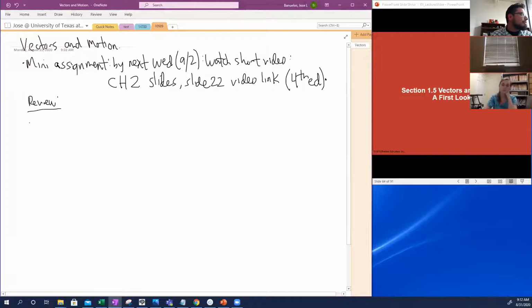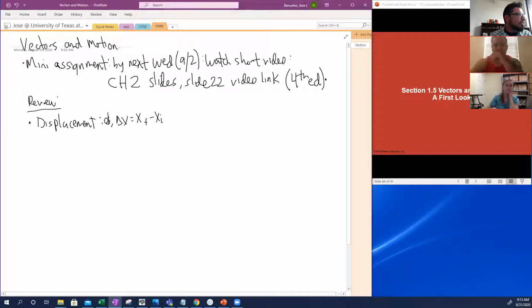All right, so we've discussed properties like displacement, and we said displacement, we can call it D, or we can call it delta X. Delta X is defined as the difference in 2 positions, so the final minus the initial position.